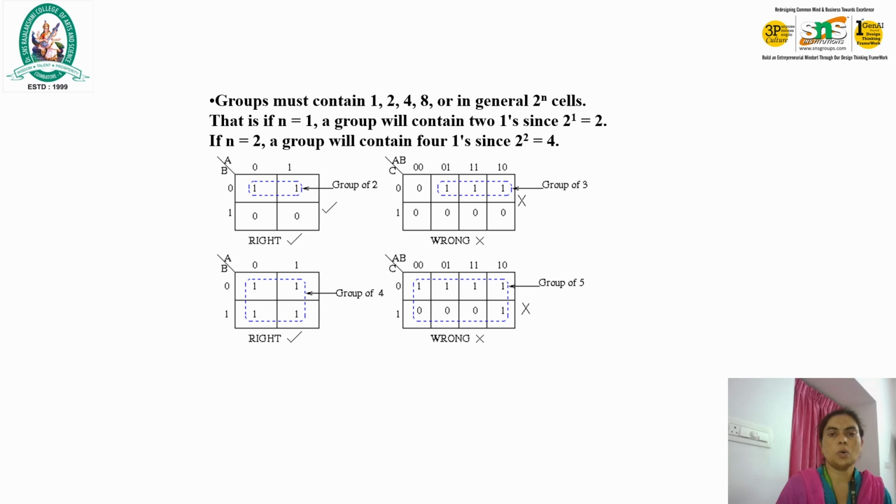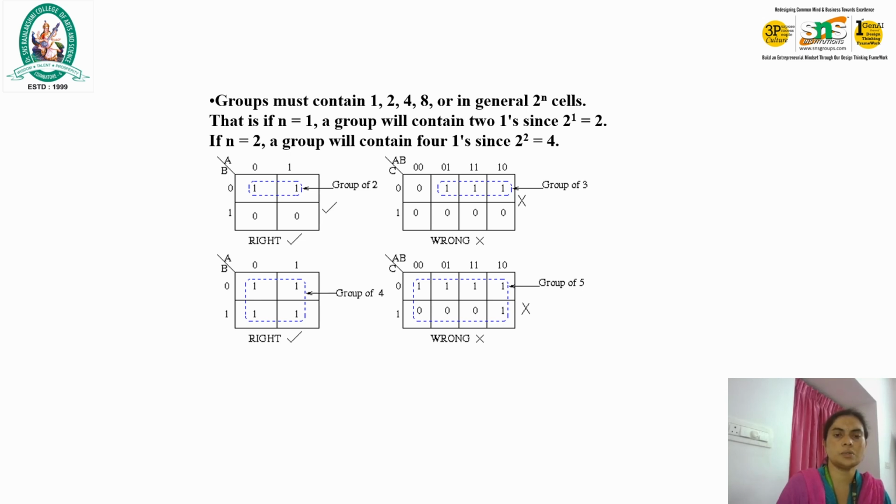Next, a group must contain 1, 2, 4, 8, or in general 2 to the power n cells. If n is equal to 1, a group will contain two 1s, since 2 to the power 1 is equal to 2. If n is equal to 2, a group will contain four 1s, since 2 to the power 2 is equal to 4. So this is how the Karnaugh map rule has to be performed.